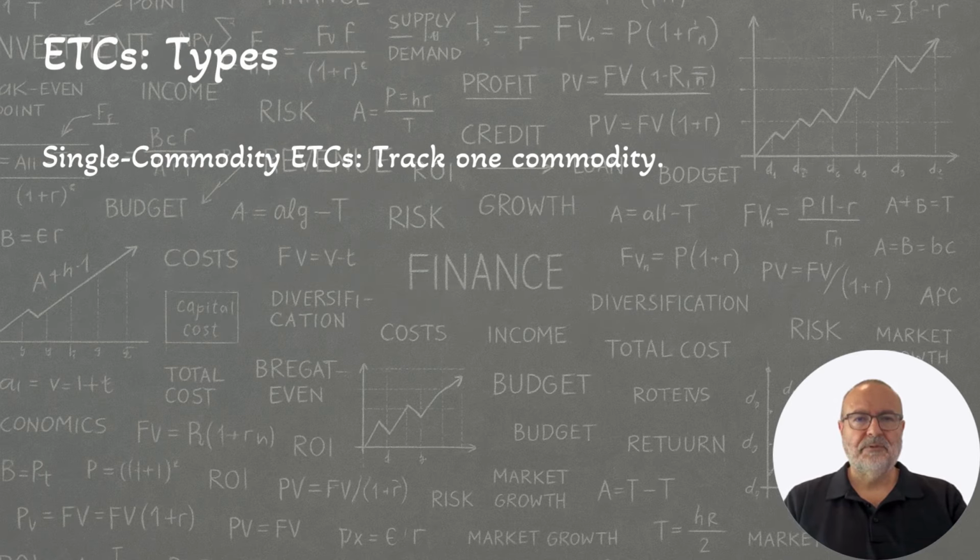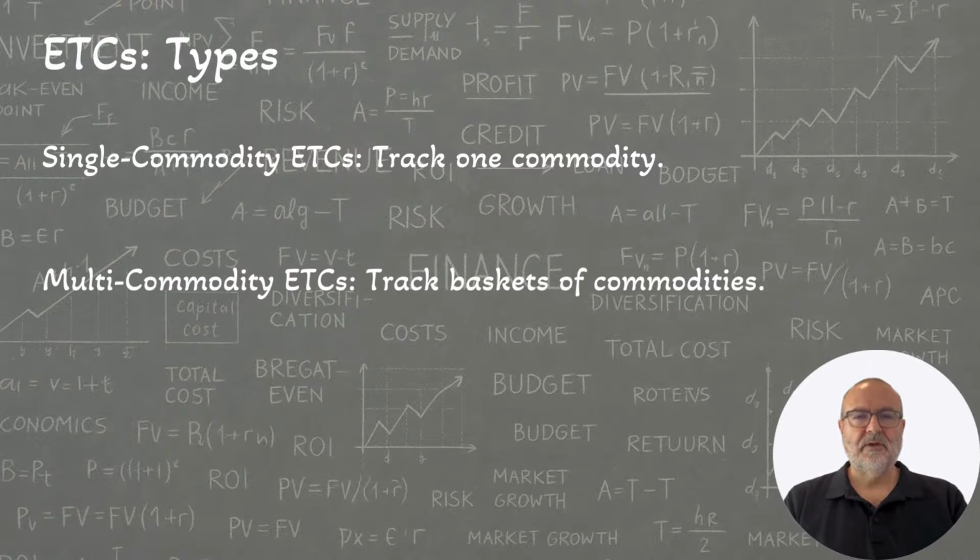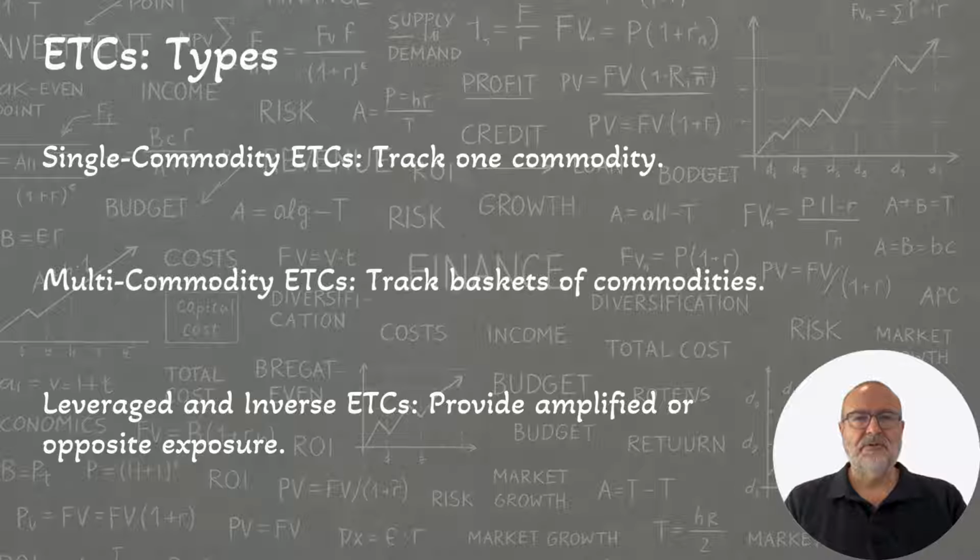There are several types of ETCs. Single commodity ETCs track one commodity. Multi-commodity ETCs track baskets of commodities. Leveraged and inverse ETCs provide amplified or opposite exposure.